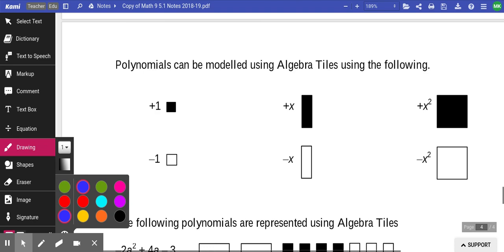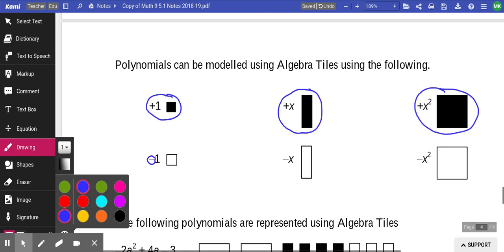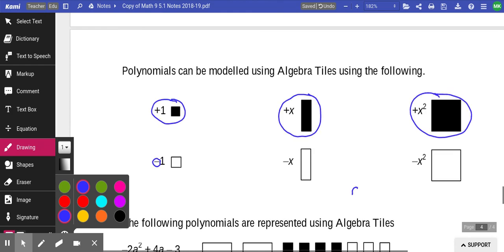So the way that we're going to represent things is when you see a little block like this, that represents a +1, and it's a constant. When you see a long, skinny one like this, it represents a +x. So one variable and it's just x. If you see a big square like this, it represents x squared, so to the power of 2. If it's not shaded in, it's negative. So if you look at the ones below, this is one block, but it's not shaded in, so it's -1. If you look at the long skinny block, it's not shaded in, that means it's now a -x.